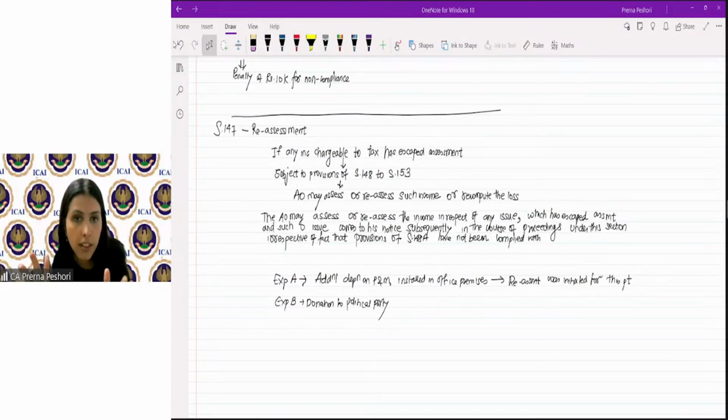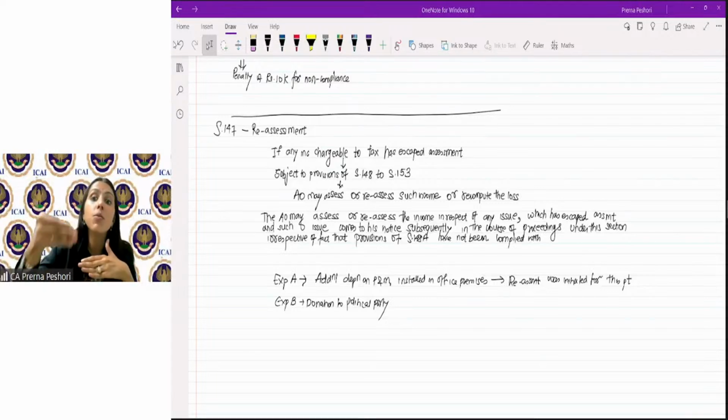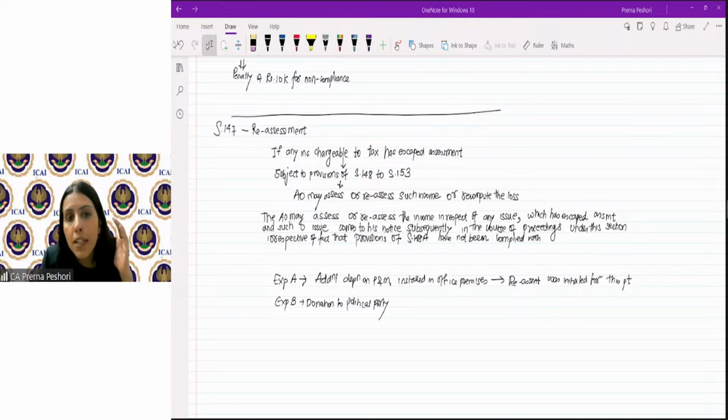So the AO can assess or reassess expense A as well as expense B, which is an issue coming to his notice subsequently in the course of the proceedings under this section, irrespective of the fact that the provisions of 148A have not been complied with. Are we clear? But it should not happen, students. Let's say, for example, there are two expenses. So, you can write down first for this.